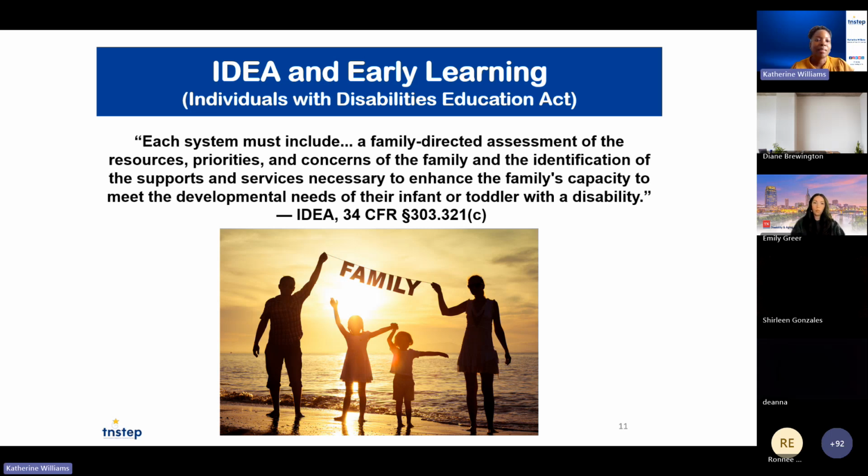So IDEA says each system must include a family-directed assessment of resources, priorities, and concerns of the family, and the identification of the supports and services necessary to enhance the family's capacity to meet the developmental needs of their infant or toddler with a disability. So this essentially is just reminding us that services really should be shaped around what matters to you as a parent. That way you actually can support your child's unique needs and abilities as well.